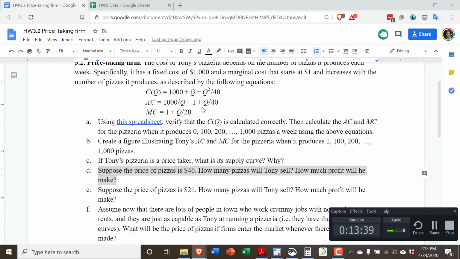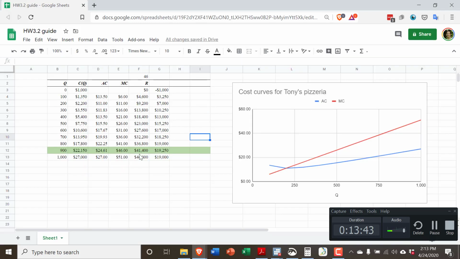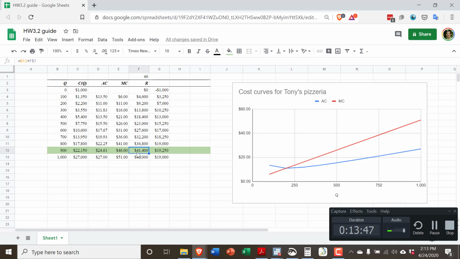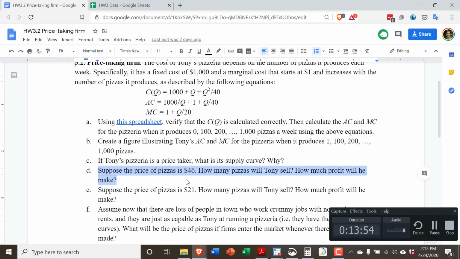So you're asked, how many pizzas will Tony sell? Well, he's going to sell 900 pizzas. How much profit will he make? Well, he's going to have a revenue of $41,000. He's going to have a cost of $22,000, and he's going to make $19,000 in profits.